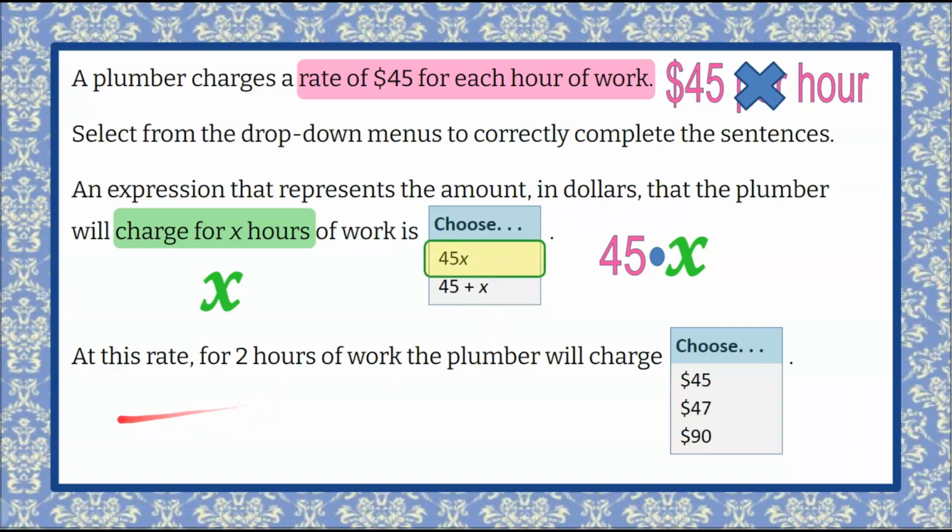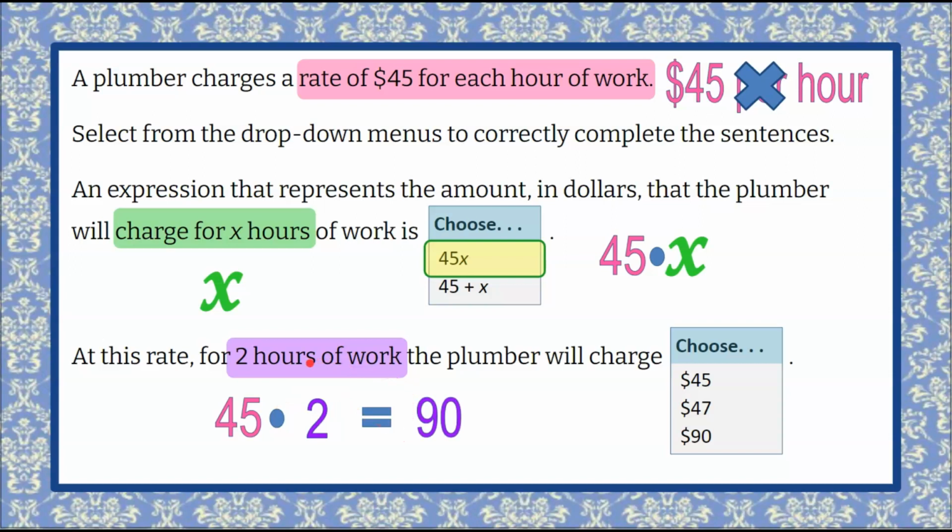Let's look at the second statement. At this rate, for 2 hours of work, the plumber will charge. So now we're going to use our algebraic expression. We're going to bring down our expression. For 2 hours of work, we're going to say our 45 times x. Our x now is not an unknown amount. We know that x is 2 hours. So instead of x hours, we're going to replace x with 2. 45 times 2 is equal to 90.